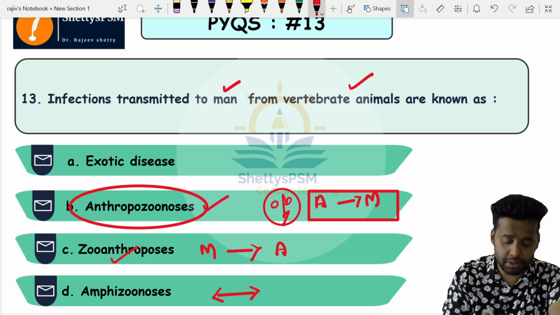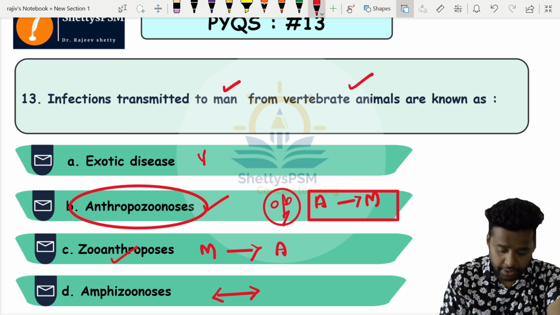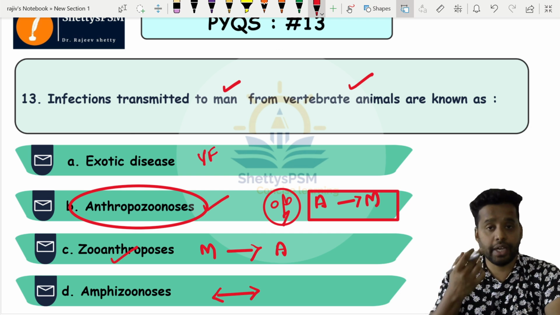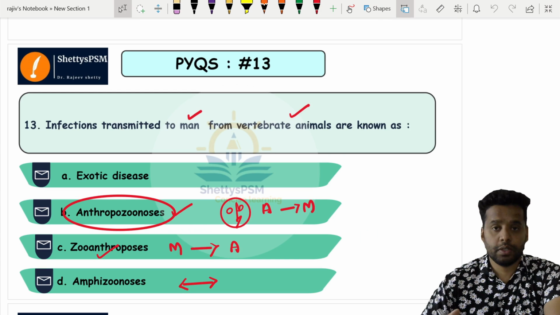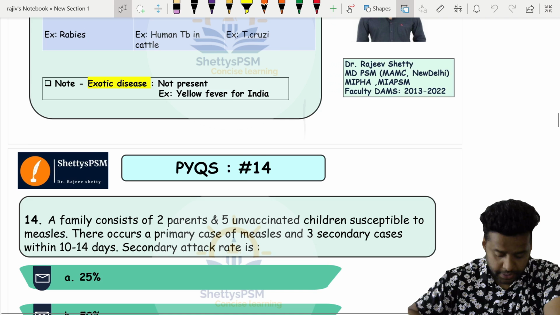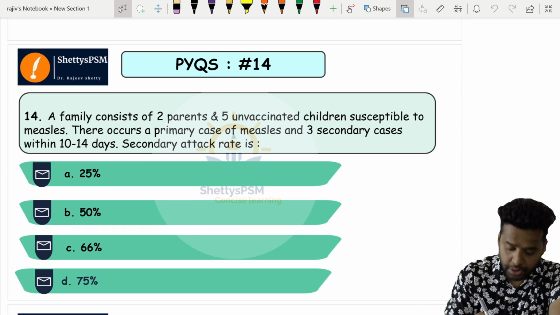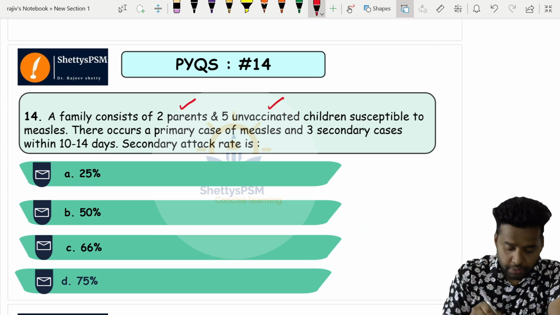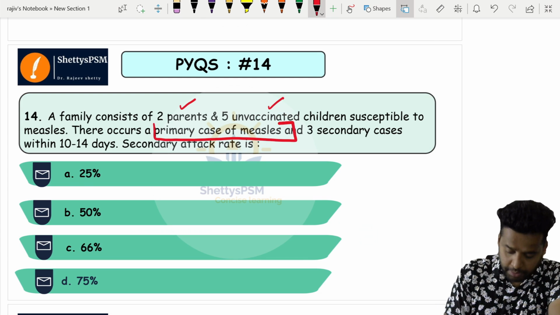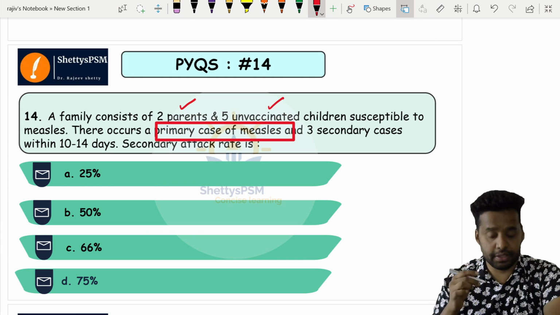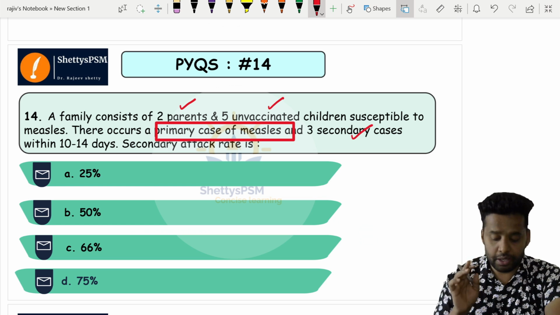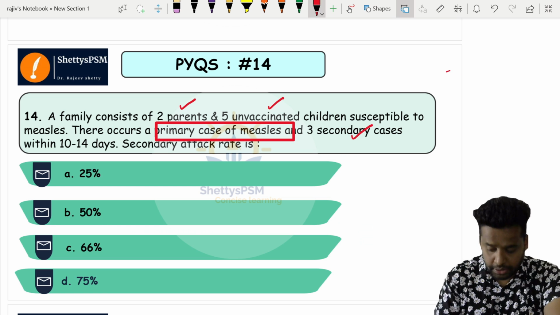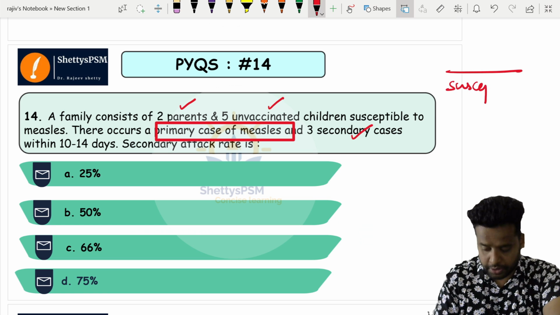Exotic disease means not present in India, like for example yellow fever, which is absent in our country. The next question is on secondary attack rate. See this question. Two parents and five unvaccinated children. One case of measles happened. So that is the primary case. Later, three secondary cases developed within one incubation period. Calculate the secondary attack rate. The denominator is very important, that is susceptibles in the family.